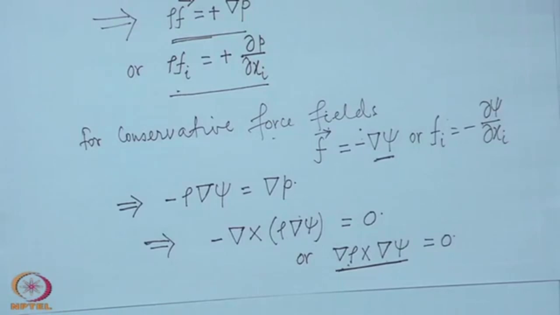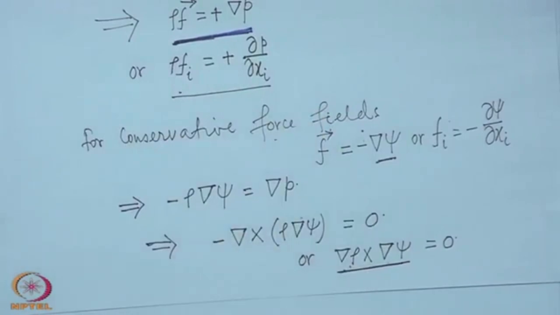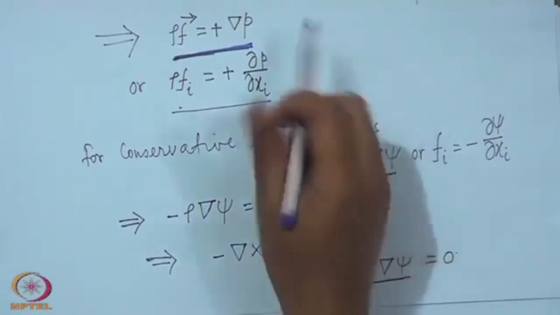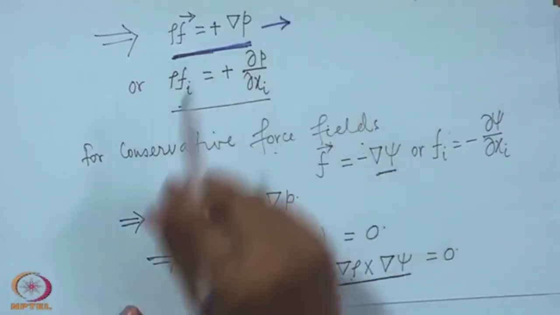Also, the first relation on this page gives one more piece of information: that the level surface of pressure is normal to the direction of the body force. Level surface of pressure is normal to the body force. That comes from this equation. Level surface of pressure is normal to the body force.